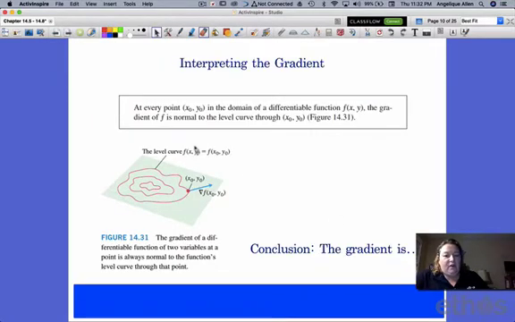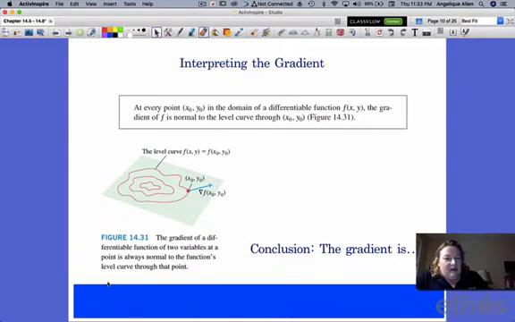So here's our final conclusion for understanding the gradient. At any point in the domain of a function f, the gradient of that function is normal to the level curves. So if we have level curves describing a function, here's our point on that surface. The gradient vector is always going to make a right angle to the level curve, whereas the tangent vector to the level curve is going in the direction that the function is moving. So the gradient is always going to make a right angle with the tangent vector.